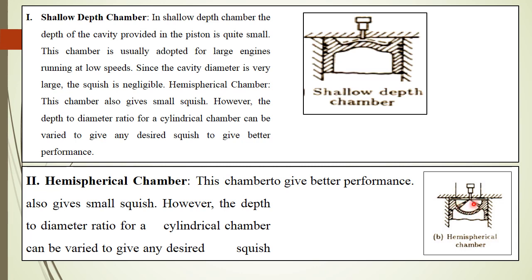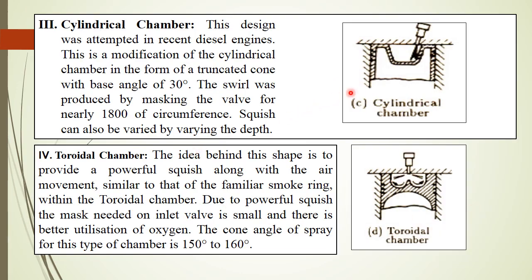Again, a hemispherical shape is provided in the cavity. That's why it is known as the hemispherical chamber. This design is attempted in recent diesel engines. Again, the shape of the cavity is cylindrical, and this is a modification of the cylindrical chamber in the form of a truncated cone. It is a truncated cone with a base angle of 30 degrees. You see these two sides of the truncated cone; the angle is 30 degrees.